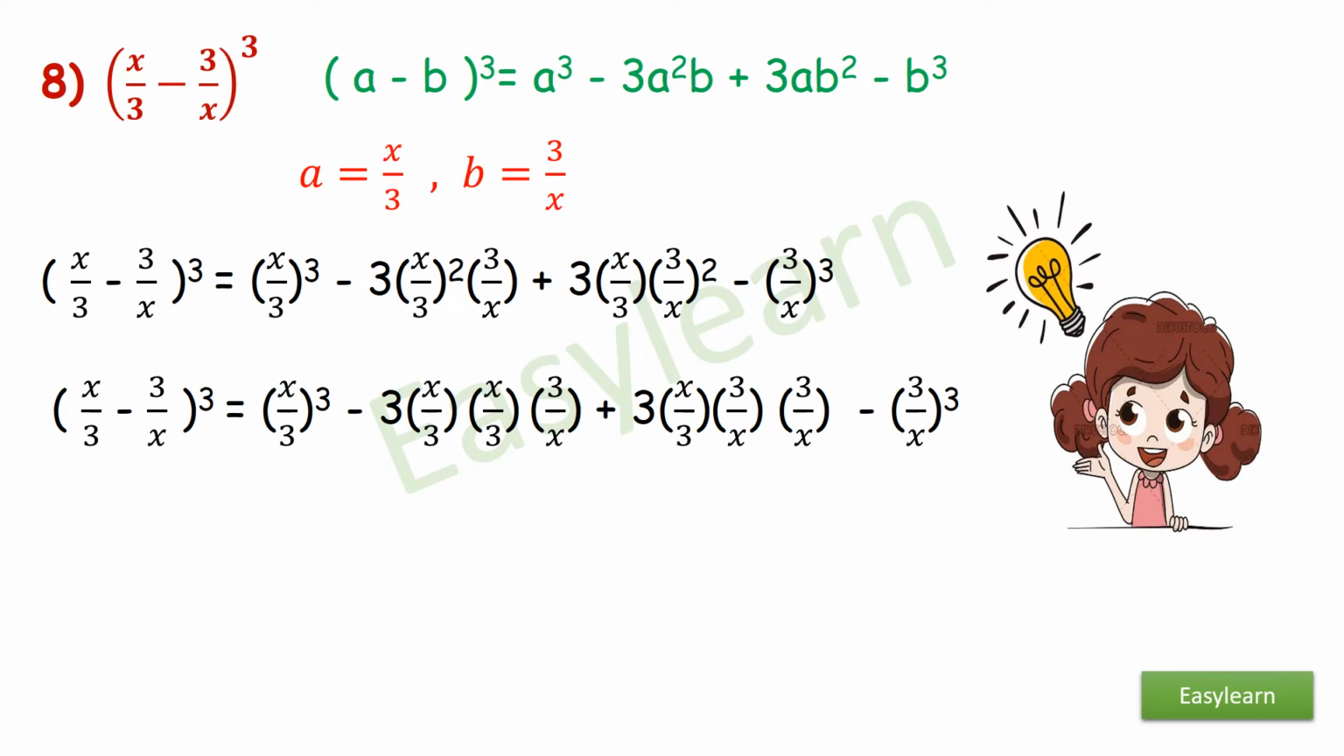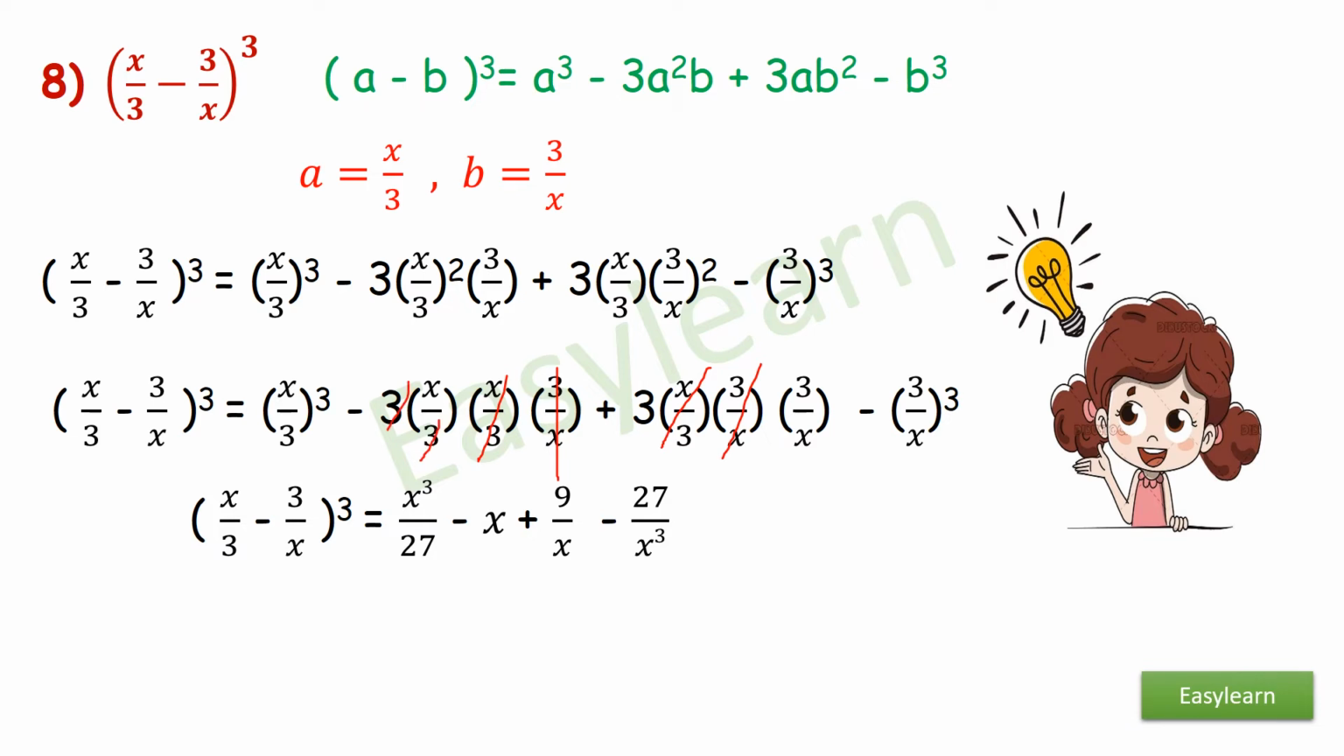So I can even write it as x upon 3 the whole cube minus 3 into x upon 3 into x upon 3 into 3 upon x. This term gets cancelled, plus 3 into x upon 3 into 3 upon x into 3 upon x. This term gets cancelled, minus 3 upon x the whole cube, which is equal to x cube upon 27 minus, this 3 and this 3 also get cancelled. So you get minus x plus 9 upon x minus 27 upon x cube.